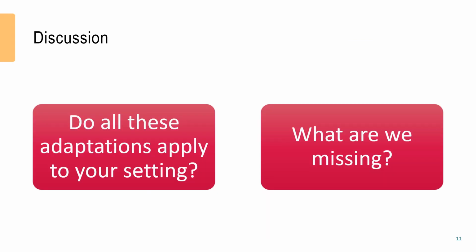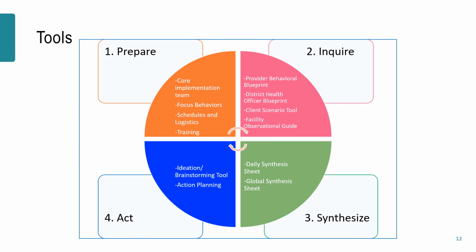So for you, the discussion is: do all these adaptations apply to your setting, or do they not apply at all? Do you need to make new adaptations for your influencing cards, and what's missing? That's for you to decide. You adapt as necessary. So again, we've gone through prepare, and we are in the inquiry stage. We are going to start using those influencer cards with the next handouts we will go through in the video.